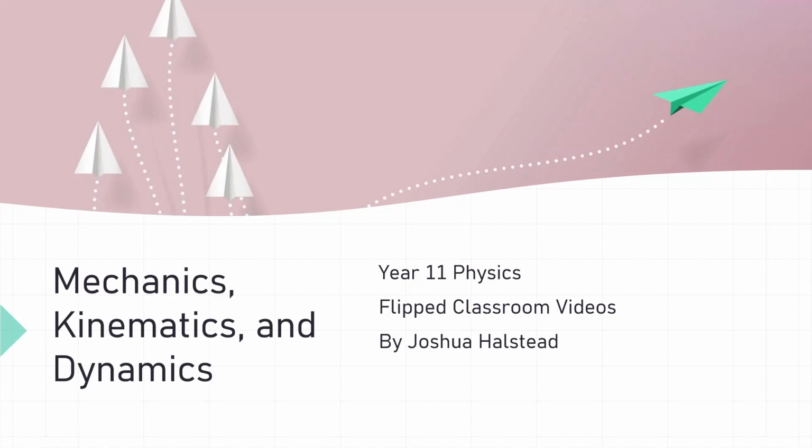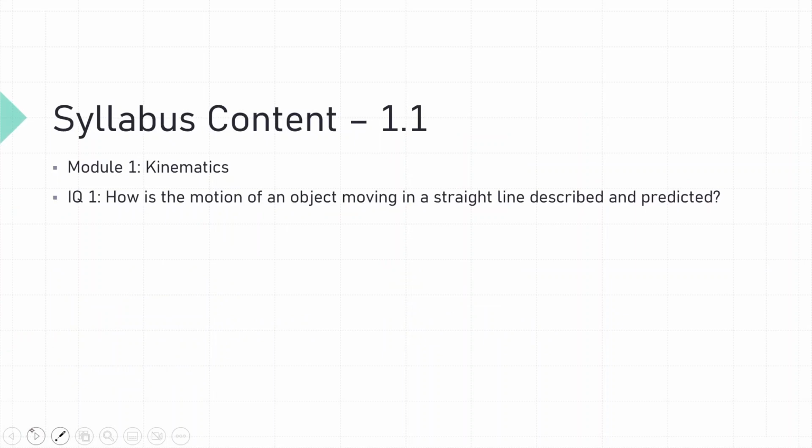G'day, in this video our focus is going to be on mechanics, kinematics and dynamics, and we're still focusing broadly on 1.1, this idea of kinematics, starting to get some key ideas that are going to help us tackle our first inquiry question, which is how is the motion of an object moving in a straight line described and predicted. But generally the stuff that we're covering today is going to be helpful for all of module 1 and module 2.